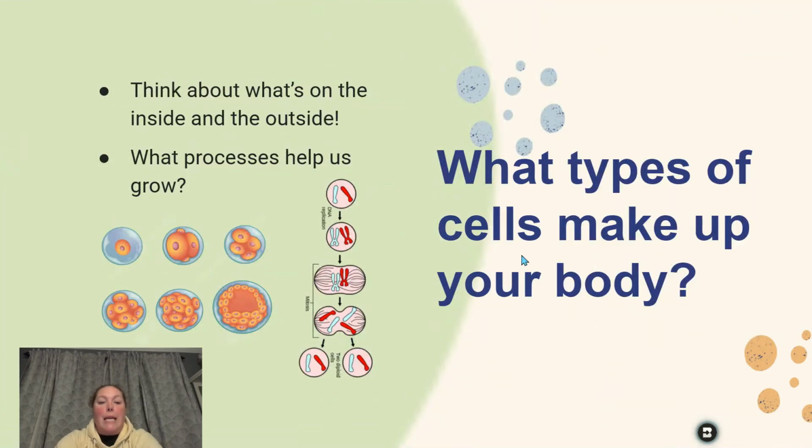That's what we're going to see when we start looking at cells. We have to look at the types of cells that make up your body. Think about what's on the inside of your body and what's on the outside of the body. What do those cells do? What is their job? So we're going to look at not only what cells make up the body, but eventually what processes are going to help us grow and develop and change over time.